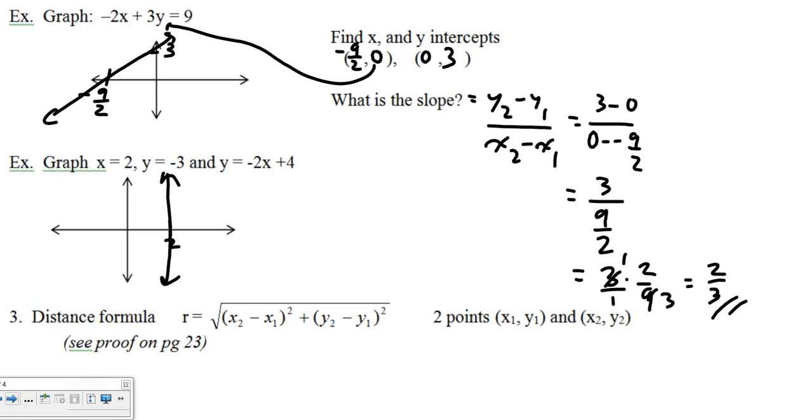Same thing for your y. Y equals negative 3. That's going to be horizontal. All the y's have negative 3.